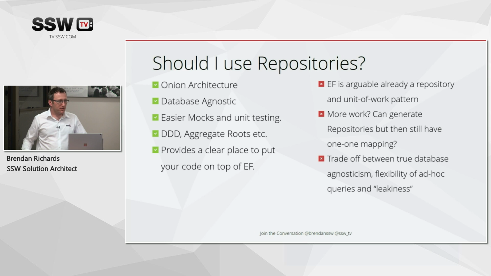You've also got a trade-off between true database agnosticism and flexibility. Do you want to be able to add ad hoc queries? Do you want to run LINQ queries against this database? In which case, you've got to give away the fact that this underlying repository can run LINQ queries. You're not going to swap that out with a service call anytime soon. So you've got this trade-off between being truly agnostic or being flexible enough to just go and query against this database and fire this LINQ query into it.